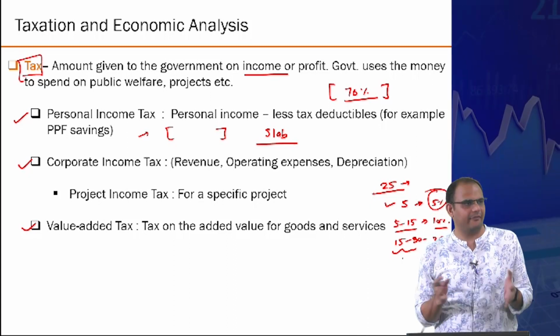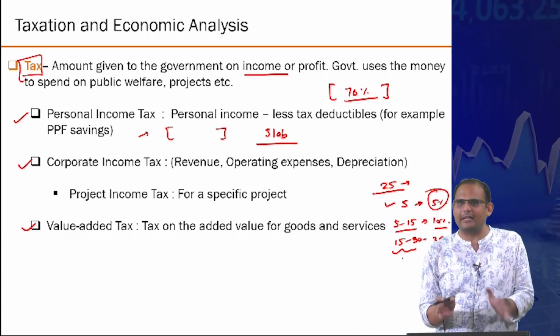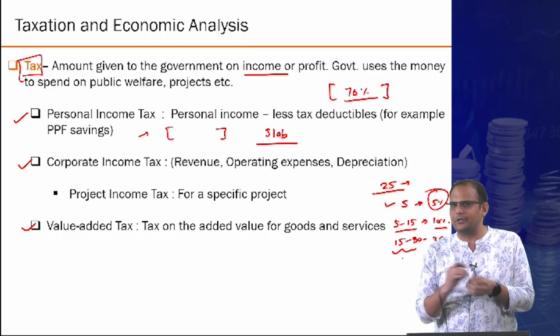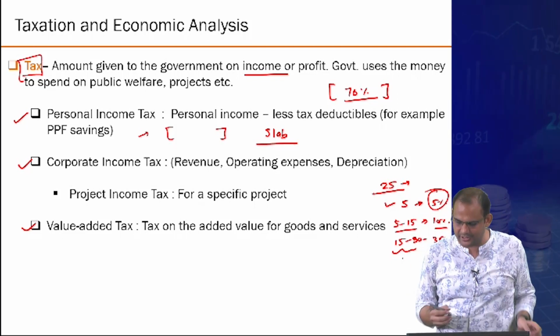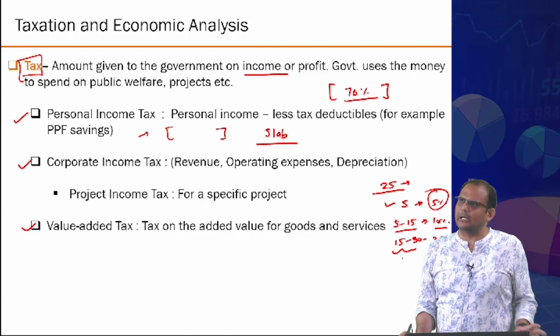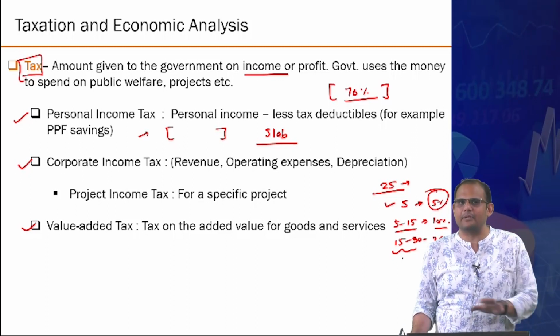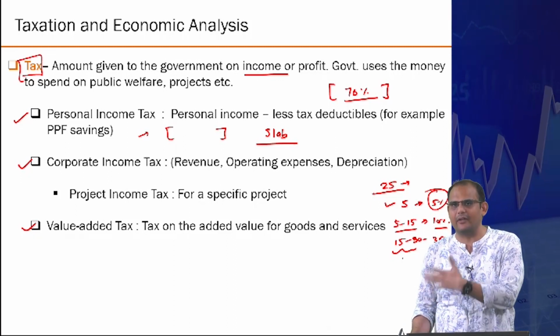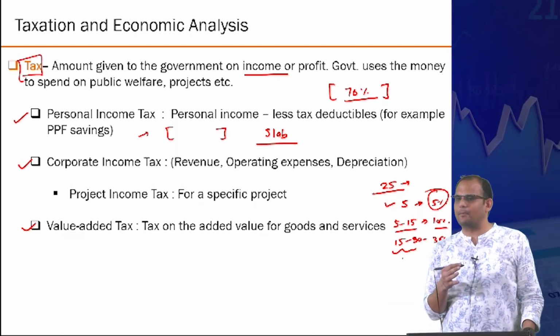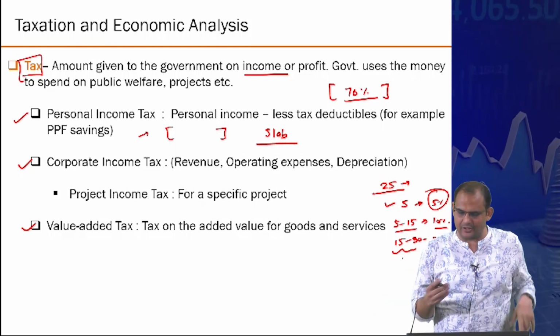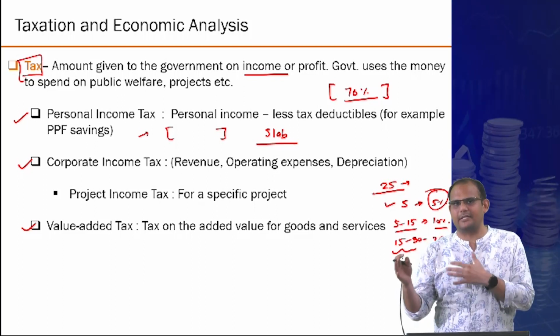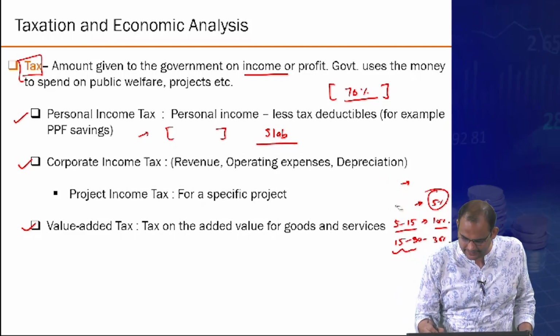It's not a linear function. But in our calculation, we'll assume a simple uniform rate so that your calculations become simple. Even in corporate income taxes, sometimes companies have to have this kind of a tax slab system, but sometimes corporates are also taxed on a uniform rate. So corporate taxes are slightly different than personal income tax rates.